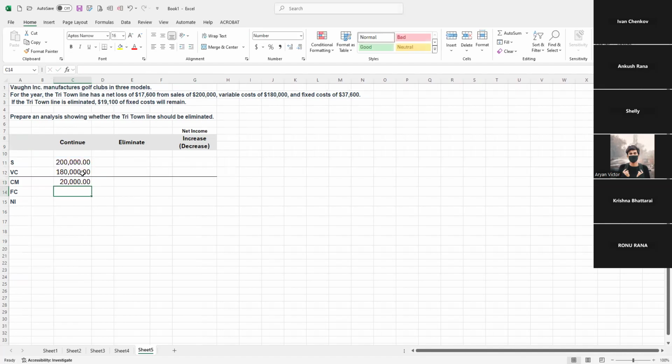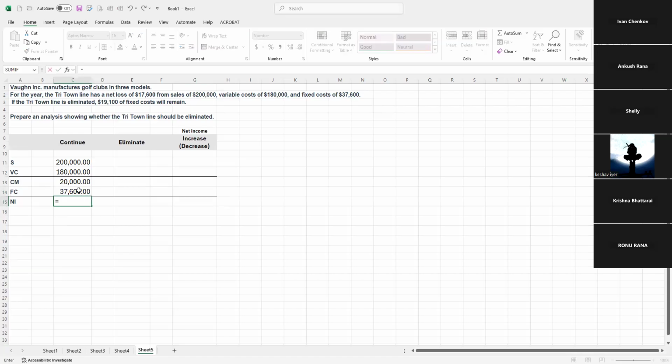How much is my fixed cost? 37,600. Okay. How much is my net income? Negative 17,600. This one minus that one, right? Yes. 17,600, that's how much they're losing. Correct?